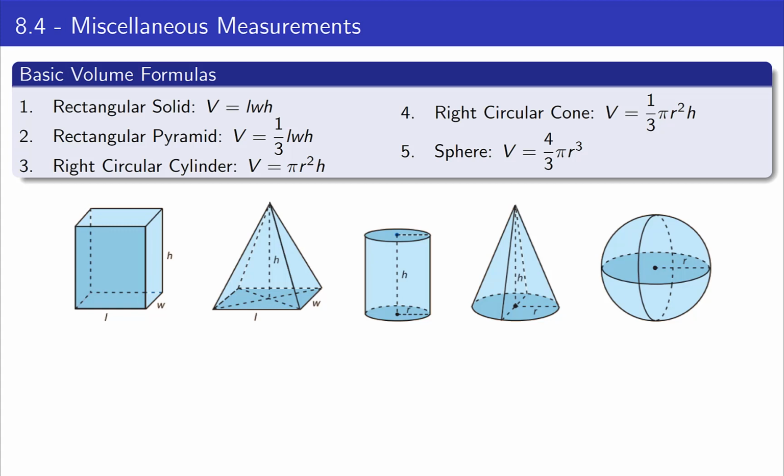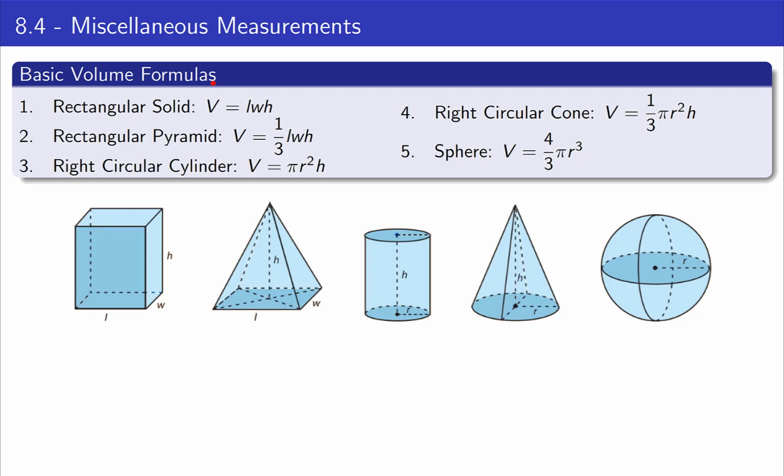In this lesson, we're going to talk about miscellaneous measurements. In the previous lesson, we began to talk about volume, and we talked about the volume of a rectangular solid. Now we want to add a little bit to that list and talk about the volumes of a few other standard figures. Notice first off is our rectangular solid, just like we had before.